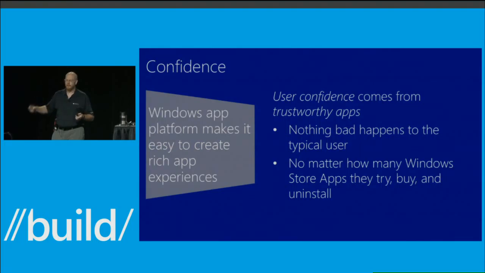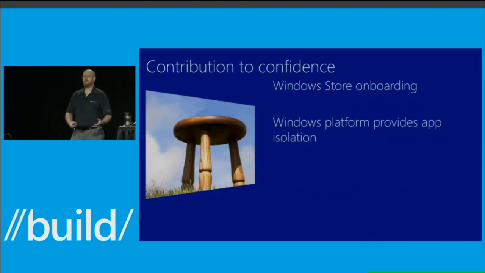First, I want to introduce the notion of confidence. User confidence isn't a property of software directly, it's an experience that the user has that nothing bad seems to ever happen to them, no matter how many apps they try and buy and uninstall and try something else, so that they are confident to go ahead and buy your app. So that's an experience the user has, but the software induces that experience by being reliable.